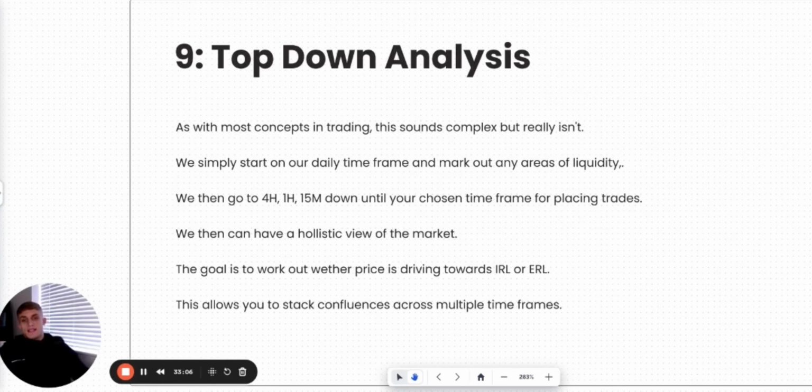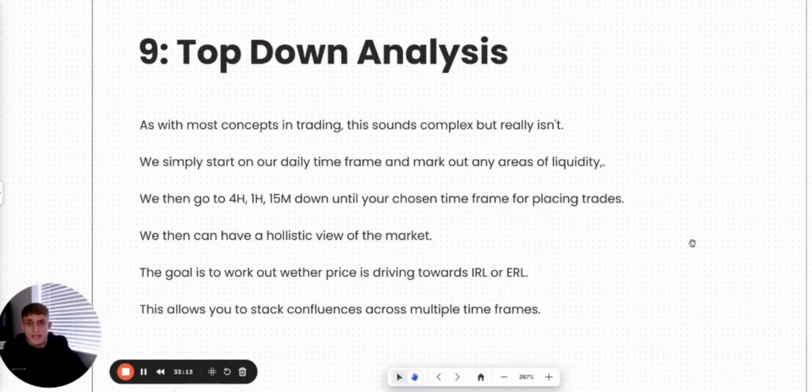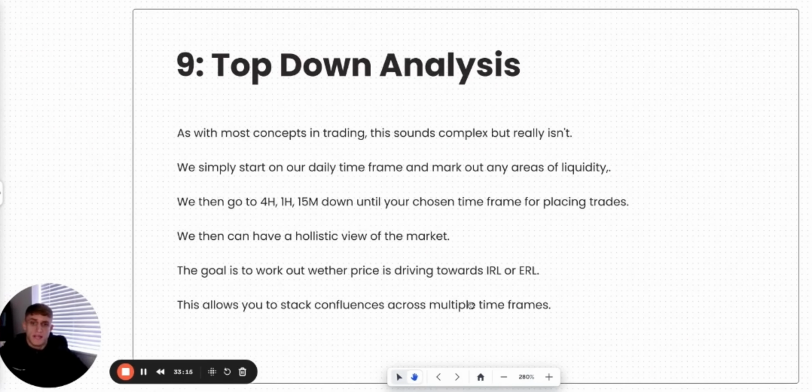So top-down analysis. Like so many things in trading, people try to make it complex. It's not. It's basically you go through your time frames starting from the daily. You work out where the areas of liquidity are. So I'm on the daily time frame, for example.